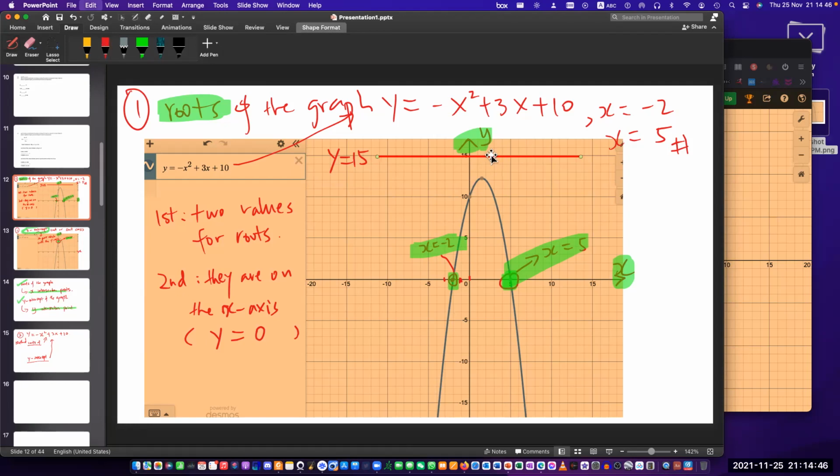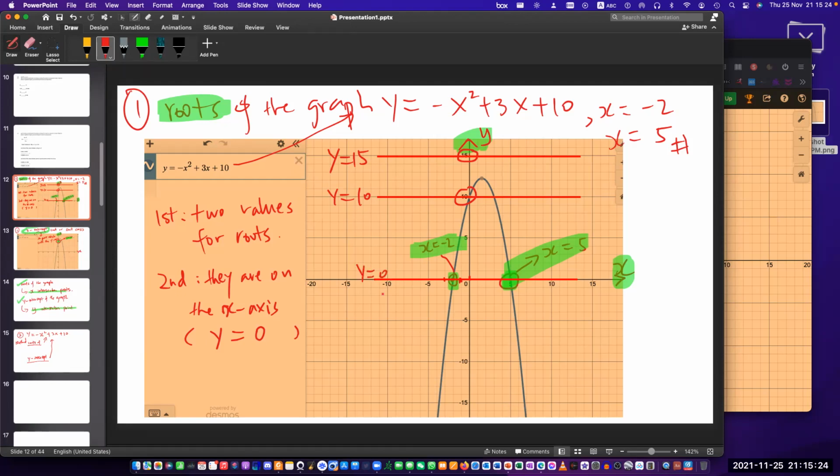What if I move this line down, copy and paste? Let me move my line to this. So this is at what level? y equals 10, right? This is 15, this is 10. So let me continue until here. So the line is at what level? This is the y equals 0 level, right?